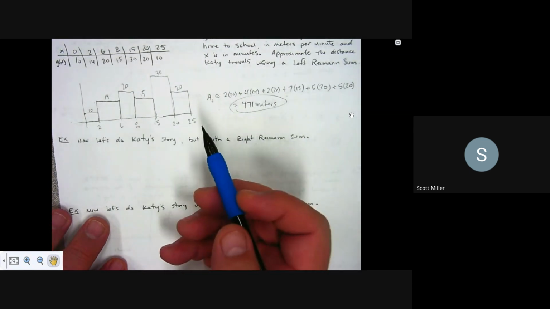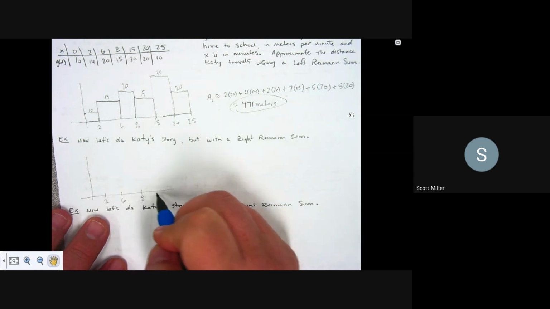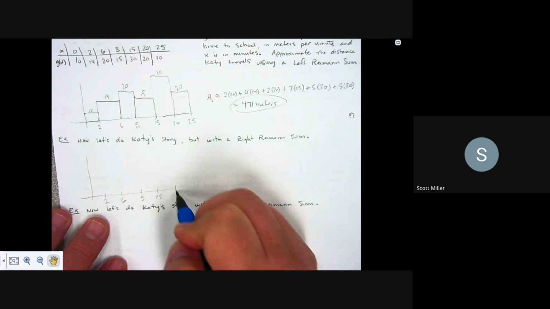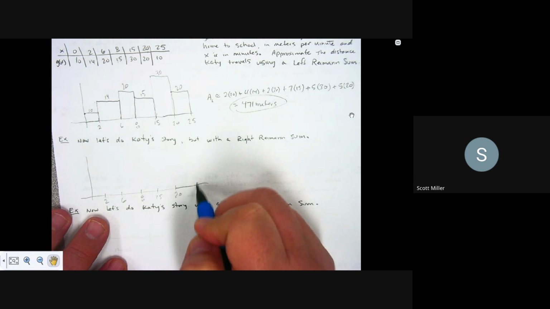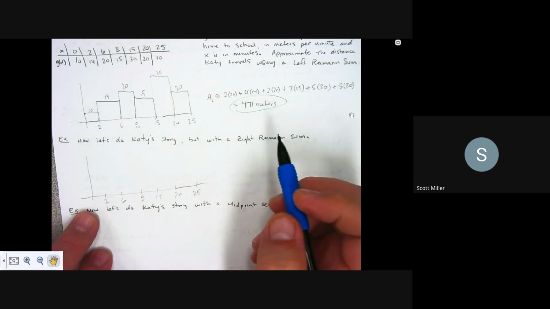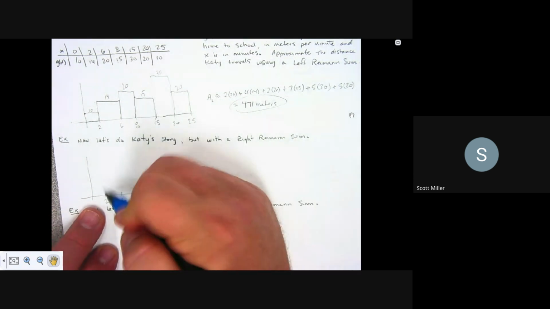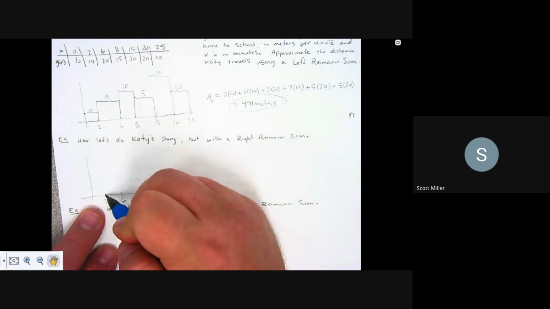Okay, let's look at Katie's story and do a right Riemann sum. If you're going to do a right Riemann sum, you're going to do basically the exact same thing again. You're just going to go from the right side. So you want to draw, again, a picture. Always draw a picture. There's the 2, there's the 6, there's the 8, 15, the 20. I'm not drawing it to scale. I'm just drawing it for the representation. So at 2, this is the right side of my rectangle.